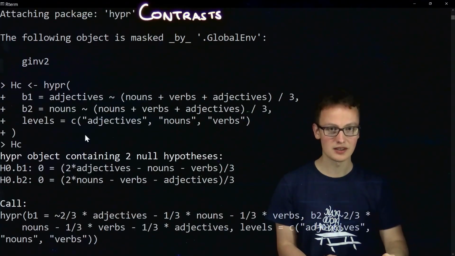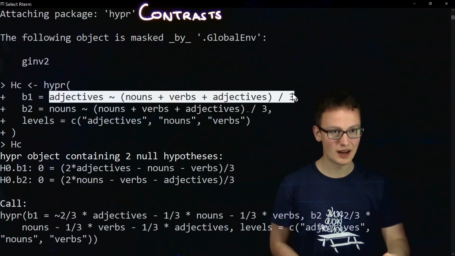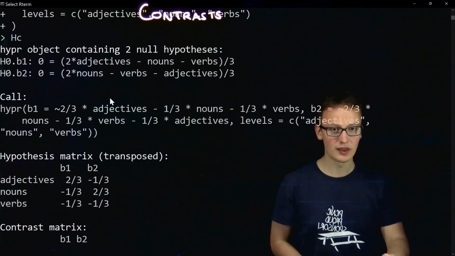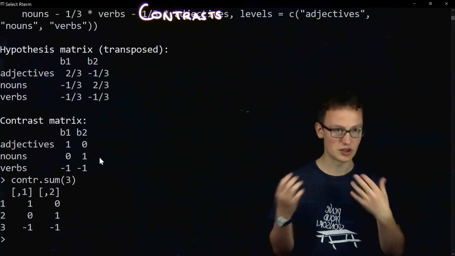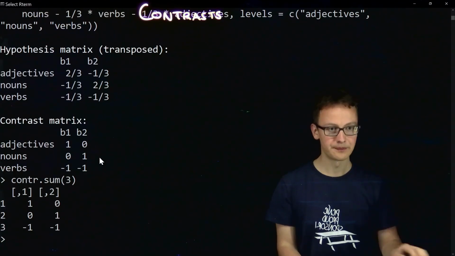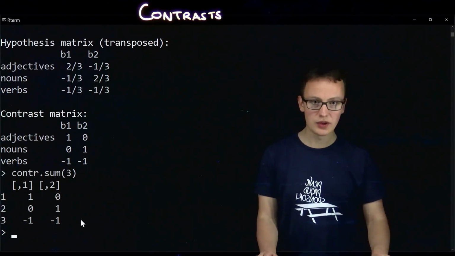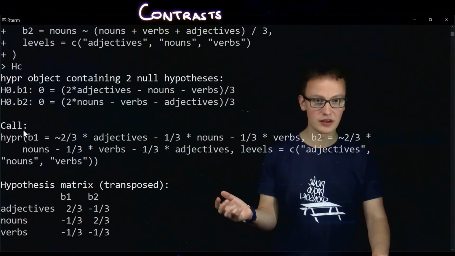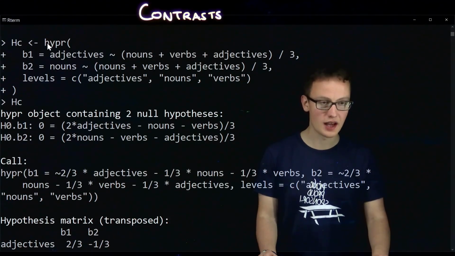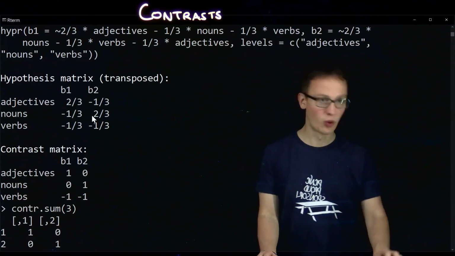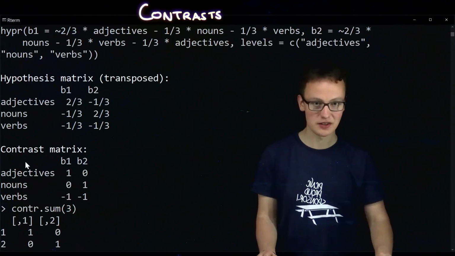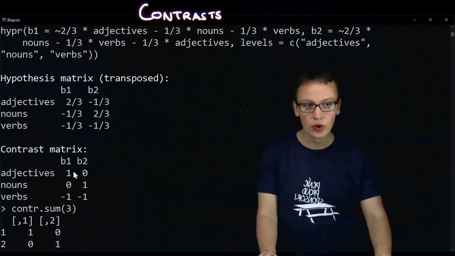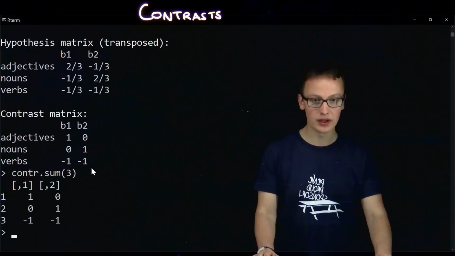But here we can just plug in what the comparisons are that we want to make into this hypr function, and then we'll get the rest out automatically. So that's very neat. And so the proper way to now use this object HC, which is actually the output of running this hypr function, which is much more than just the hypothesis matrix, but also the summary of the corresponding contrast matrix, in order to contrast code a predictor would be the following.